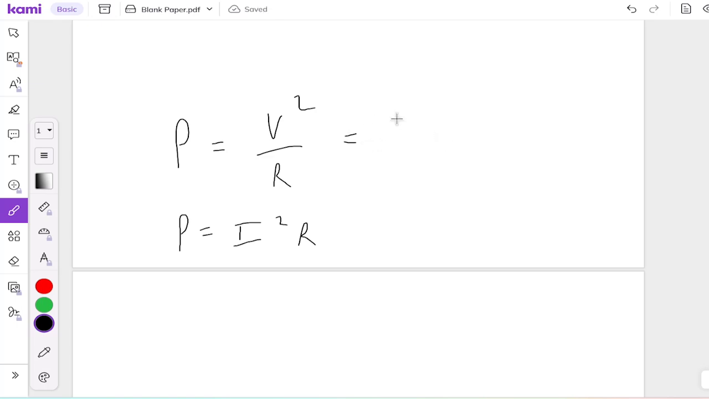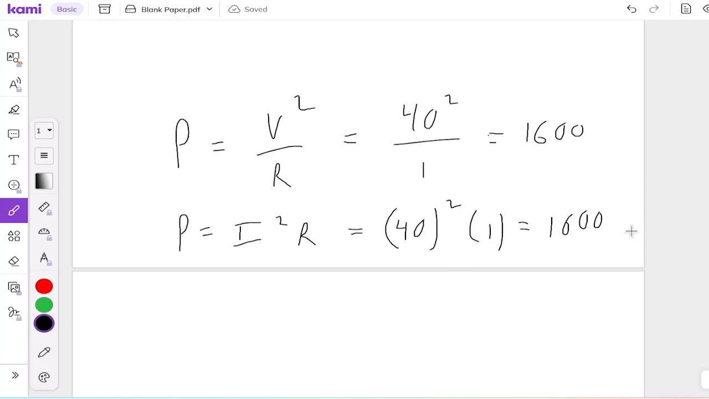If I do V squared over R, it's 40 squared divided by R, which is 1. That'll get me 1600. And if I chose to do I squared times R, because I had the current, I didn't have to find voltage actually. 40 squared times 1, I get 1600 again. Like I said before, same answer. And this is the brightness in watts of bulb A in the current scenario before we changed anything. Any questions so far?